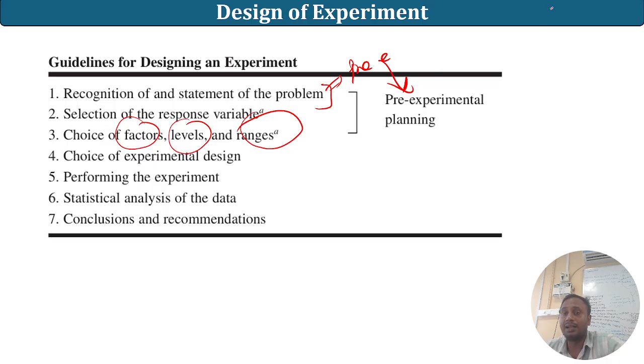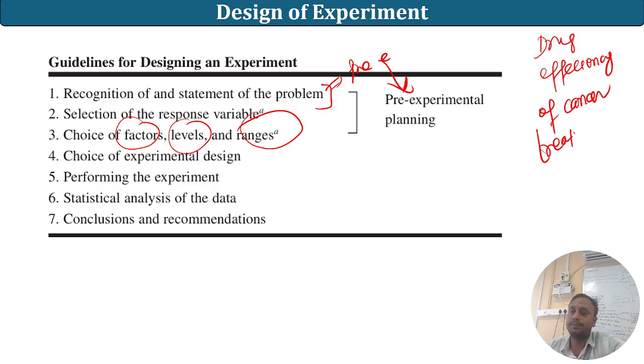We have to think. Let's say I'm going to say drug, cancer treatment. For that, we have to design what is our purpose, or what is the statement of the problem. First step. Second, what will be the response variable? Whether I have to check the efficacy of the drug, it should improve and so on. So that we have to define. Then we will check what the factors or levels and ranges will be. It's like controllable factors will be there.